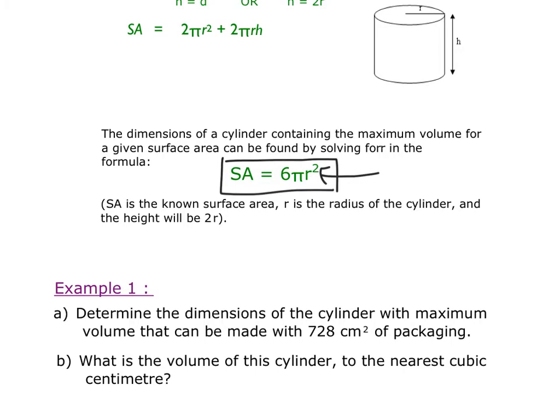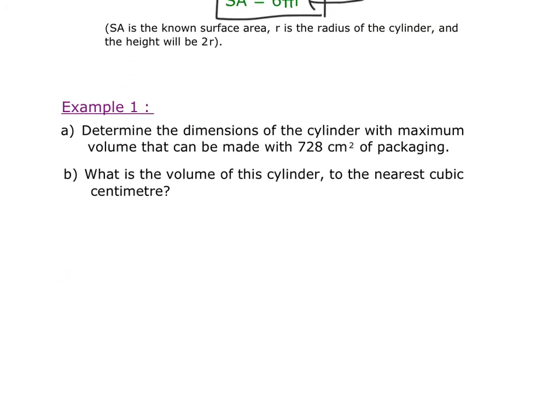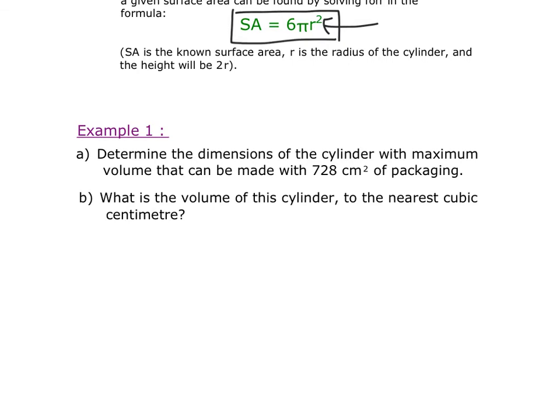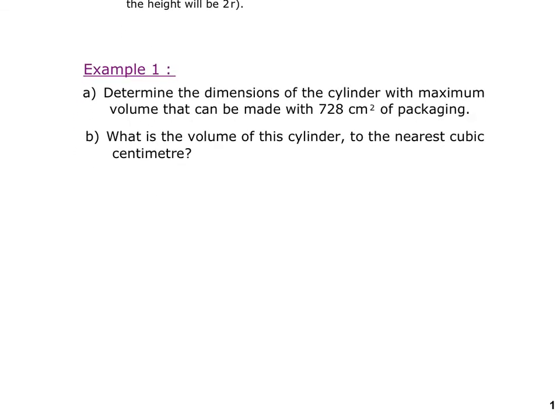So I would like you guys to try this question. Determine the dimensions of a cylinder with a maximum volume that can be made with 728 centimeters squared of packaging. And then what is the volume of the cylinder? So you'll actually have to grab that formula out too. You guys want to say 1 decimal place? Does that sound good? 1 decimal place for both of those questions.